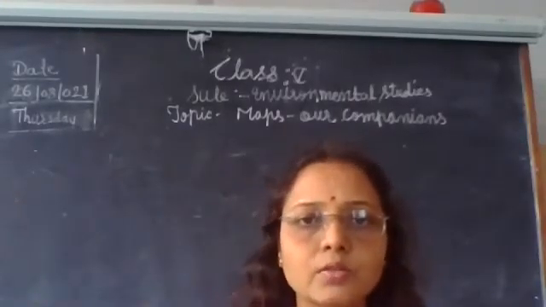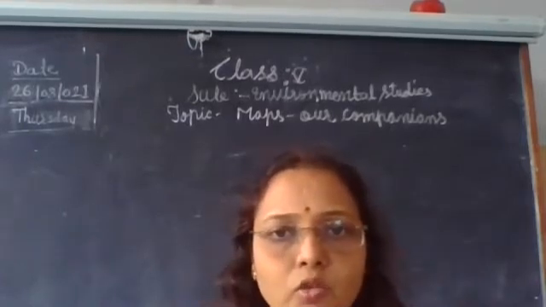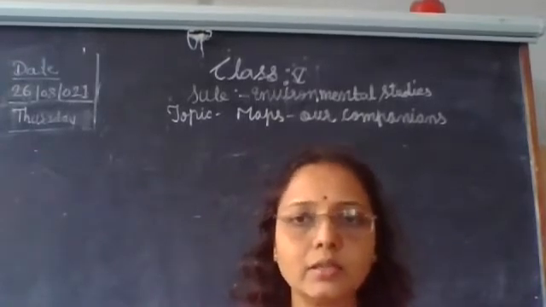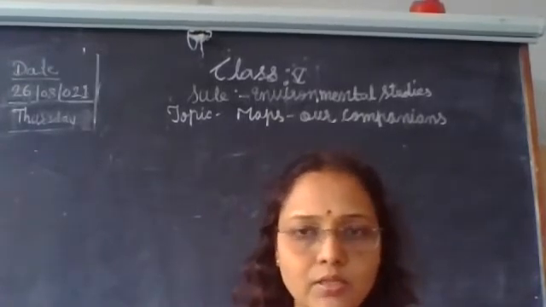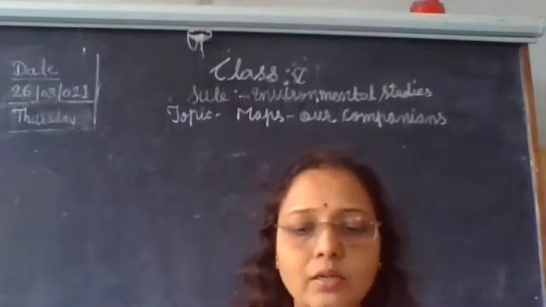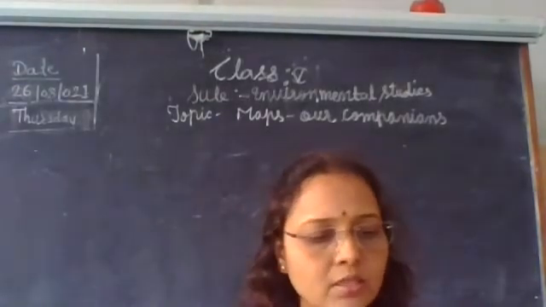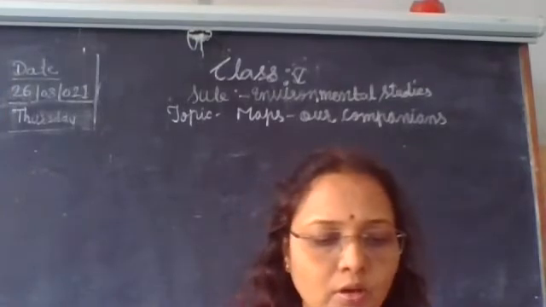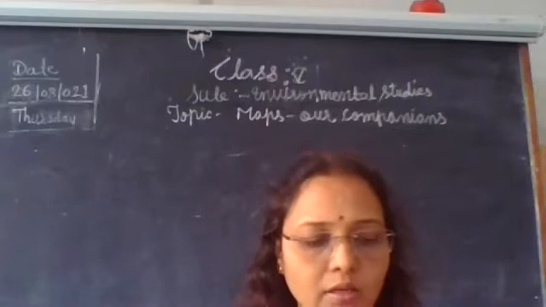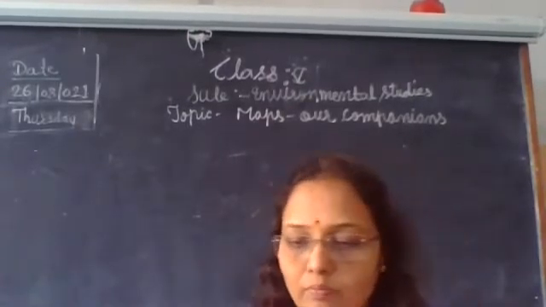Good morning, children. So let's start a topic that is maps, our companions, of class 5th environmental studies lesson, environmental science. In the last video, we learned about the maps, what the maps are, and various methods of maps, that is the contour line method, layer tinting method, and digital elevation model.